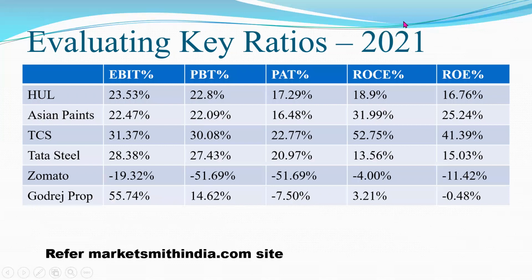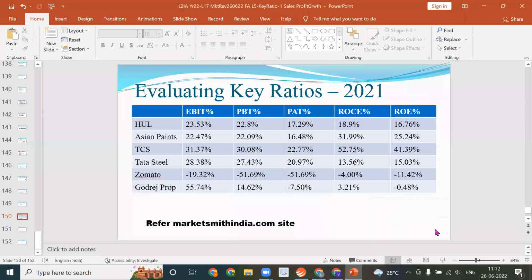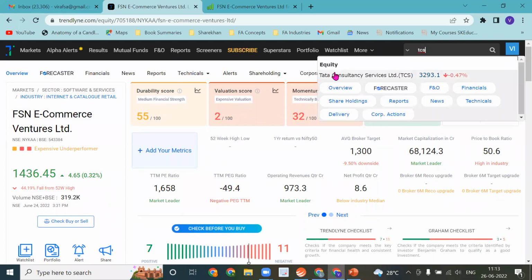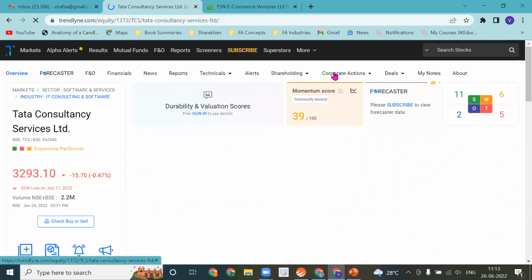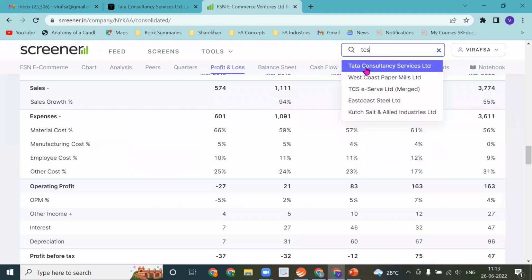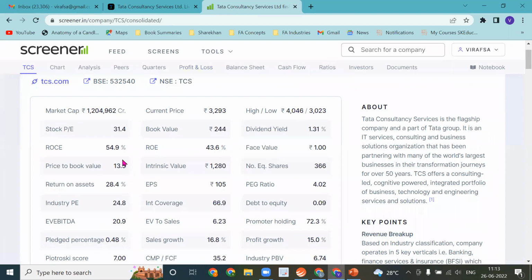So these are the figures of 2021. You can go to any of the sites, you can get these figures. Let's see some of the figures of different companies. First, I'm seeing TCS. ROCE 54, ROE 43. Slight debt is there.